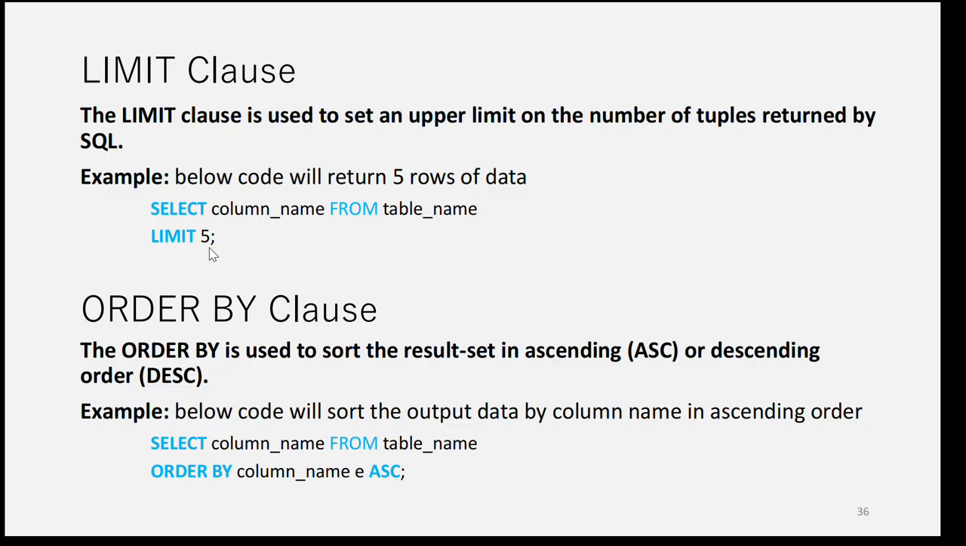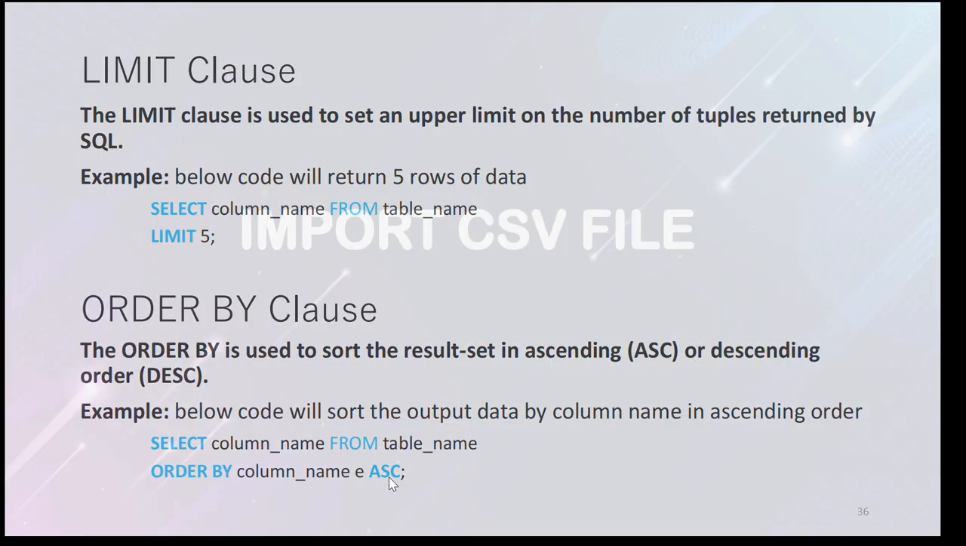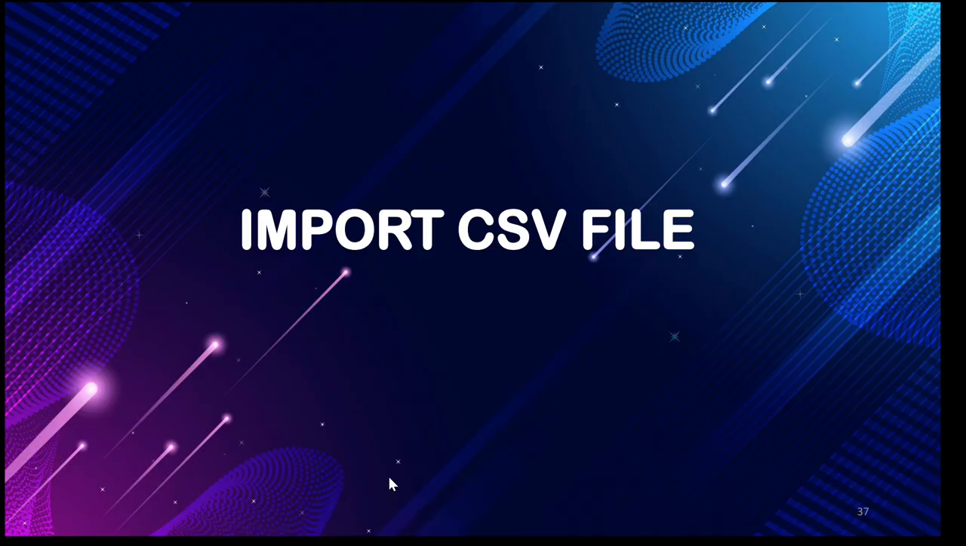Okay, below that it will not. If it is 1, only the first row will be given. Order by clause: it might be ascending order or descending order. By default it will be ascending, sorry, by default it will be descending, but in case you need ascending, you have to use ASC.